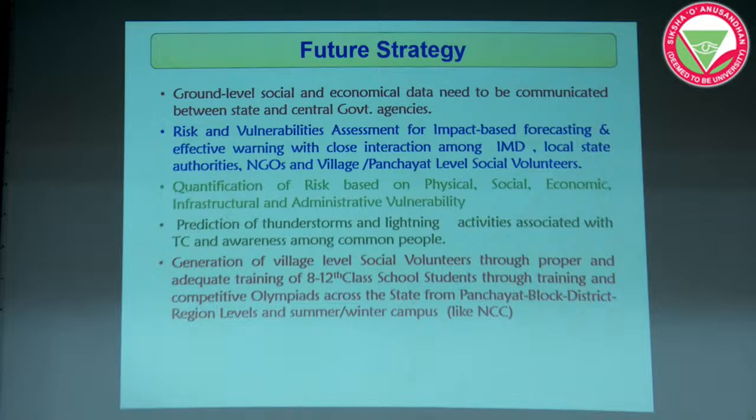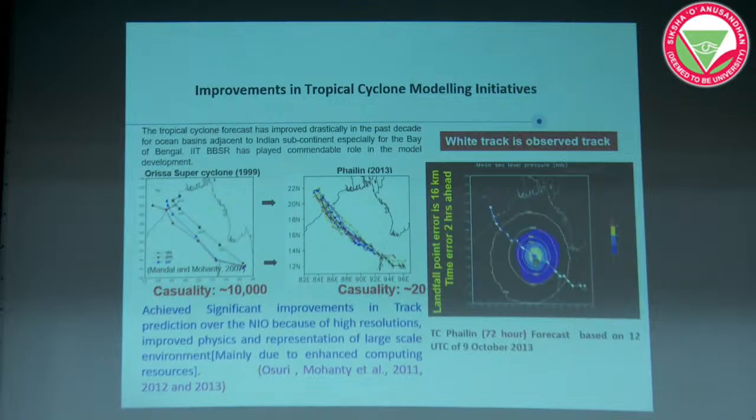So for the future strategy, we have to enhance these things. I will not go through everything again, but I will show you the success story which I told you about. In 1999, 10,000 people died. With another similar one in 2013, that is Phailin, the forecast was very accurate. You see that this is the cyclone, the white one is the track, and the red one is the predicted. It was exactly right by 4 days in advance. So 10,000 people were evacuated from the region of Gopalpur and that side, and the casualty came down from 10,000 to 20.